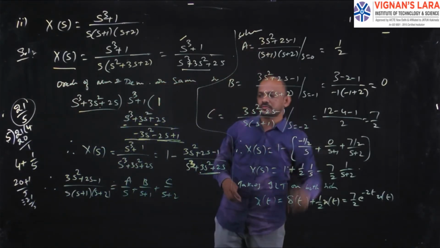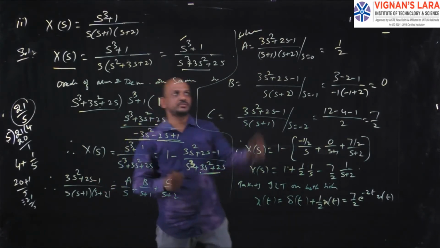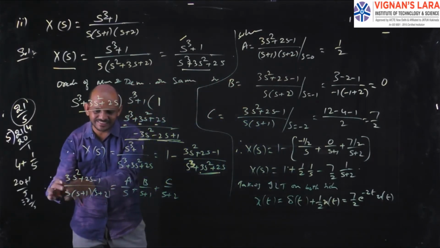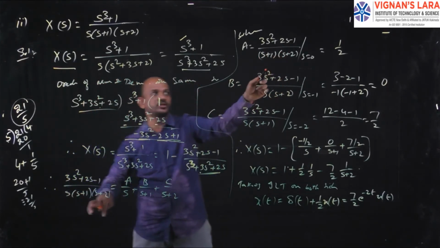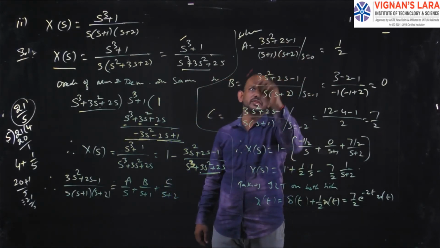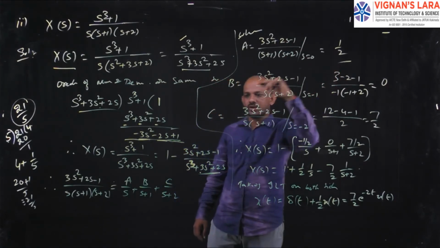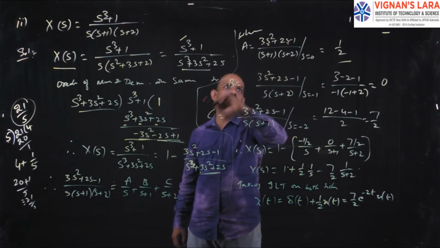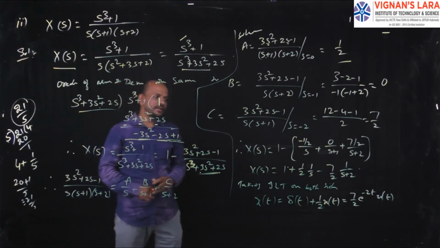So how can I get a? a equals 3s square plus 2s minus 1. That means I have to multiply this whole thing with s. s gets cancelled. Remaining is this one: 3s square plus 2s minus 1 by s plus 1 into s plus 2 at s equal to 0. Substitute 0, 0. Everything becomes 0. What is the value of this? That is nothing but 1 by 2. So the answer is 1 by 2.